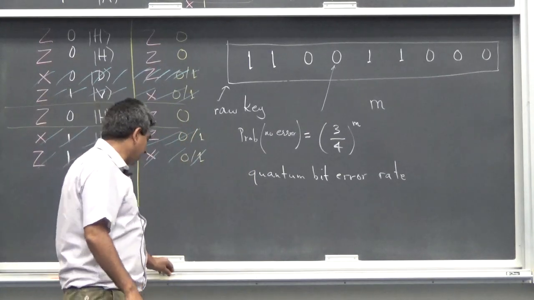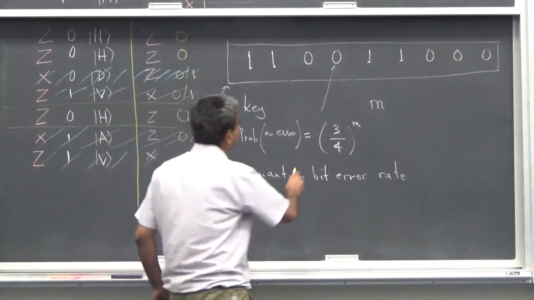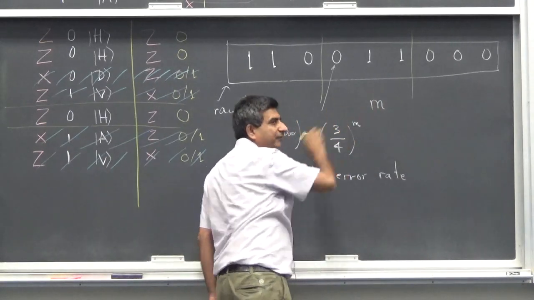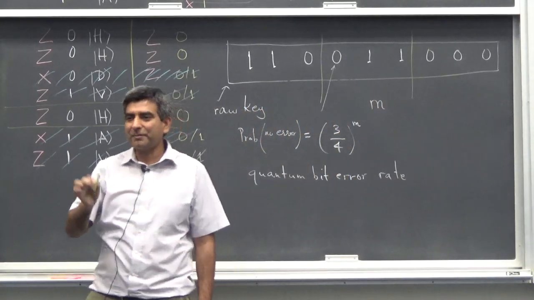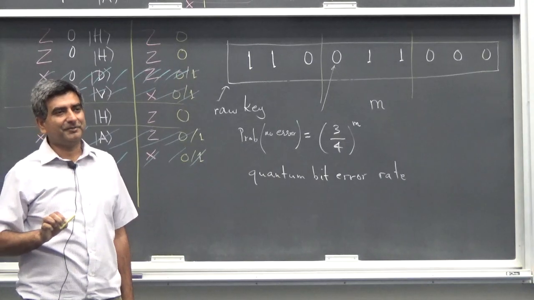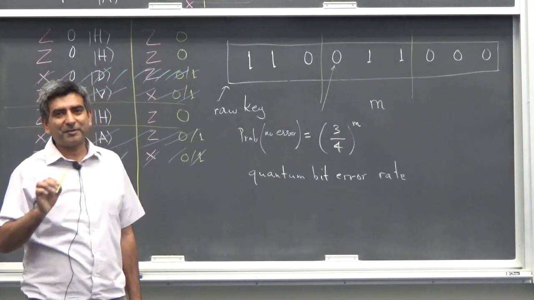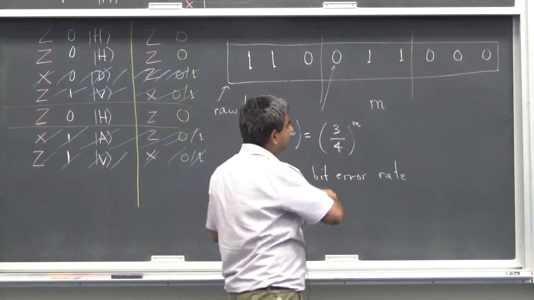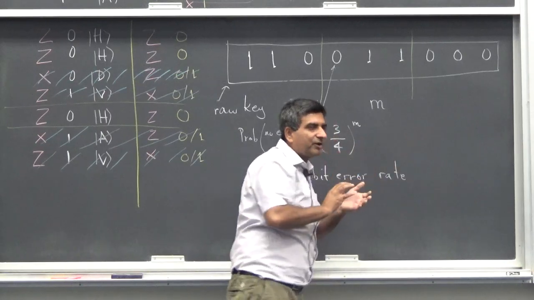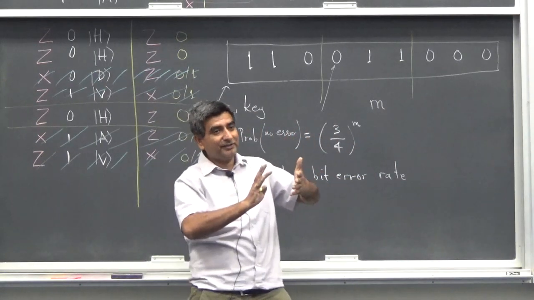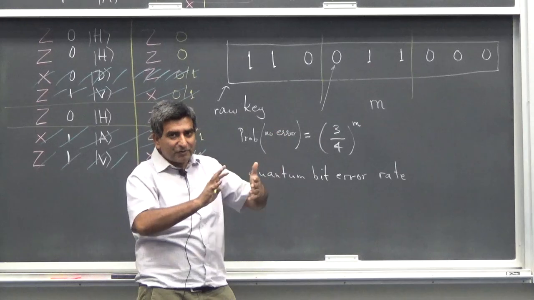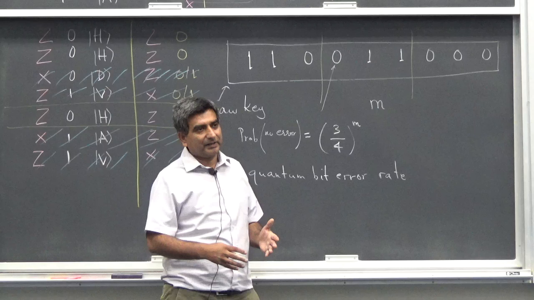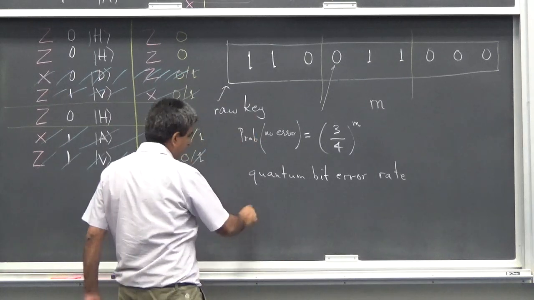And how would you do that? You have other techniques in which you split up this key into smaller sections and then look at the parity of each section and then do a quantum error correction. Probably I'm going to talk about quantum error correction in the last class. And then you would like to distill from this large key a smaller key, which is error-free. Right? So this technique is called privacy amplification.